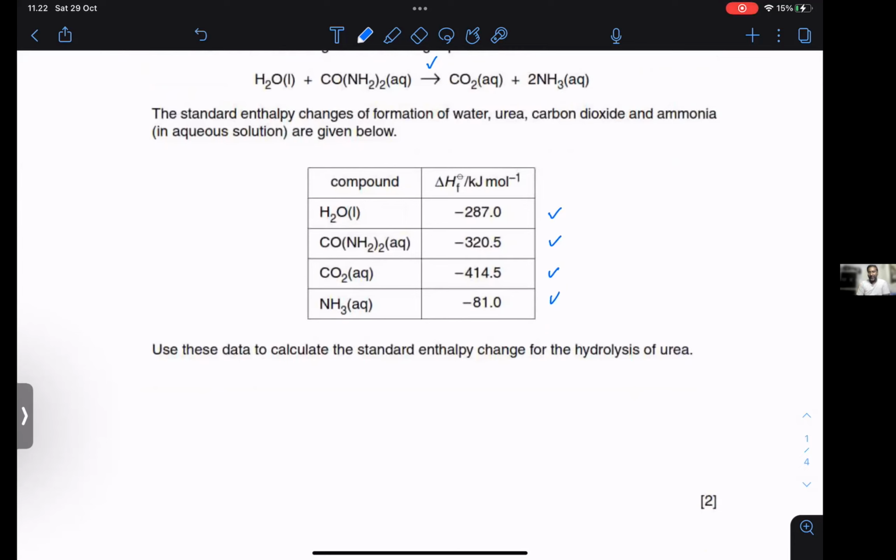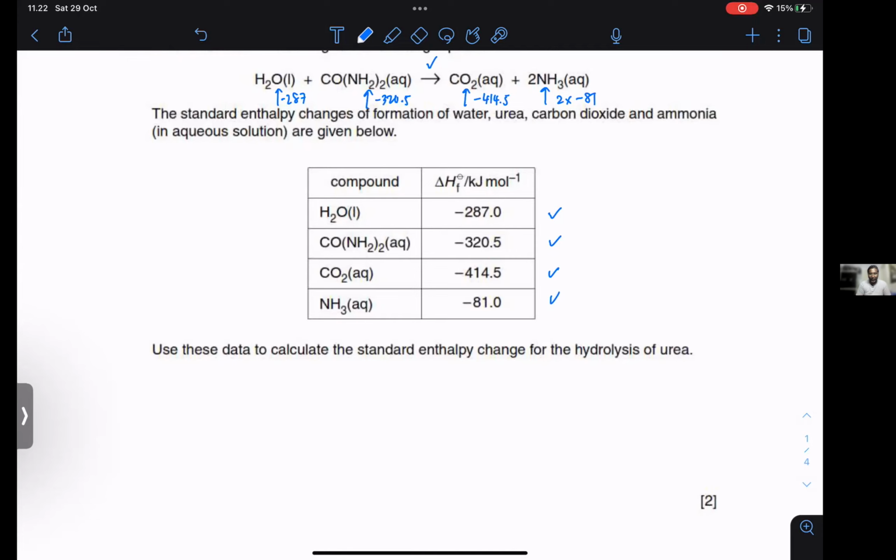But again, this is paper 2, so you don't want to show them all the unnecessary work. You just show this is the formation, so you just put the value negative 287. This one is also a formation, so you just put negative 320.5. This is also a formation, I just put negative 414.5. And this is also a formation, but this one 2 times negative 281.